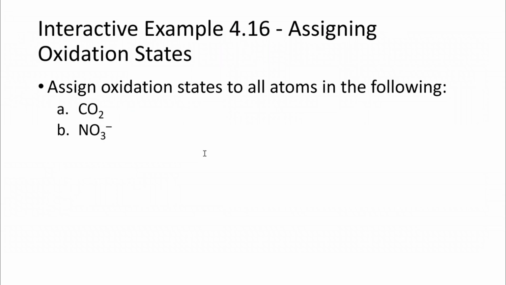Here we go. Let's assign oxidation states to all atoms in the following. These are so much fun. So CO2. Oxygen is -2. Here's the way I like to do it. I draw arrows underneath, and I go -2. I write the oxidation state for the element, not for the total of them. Since there's 2 of them, you're going to have -4. And then that means, what's carbon? +4.